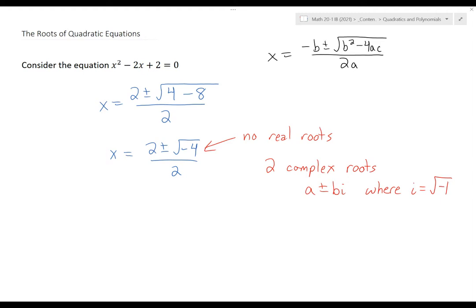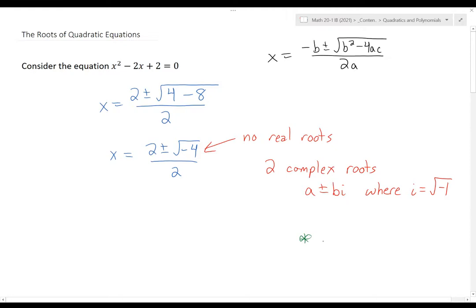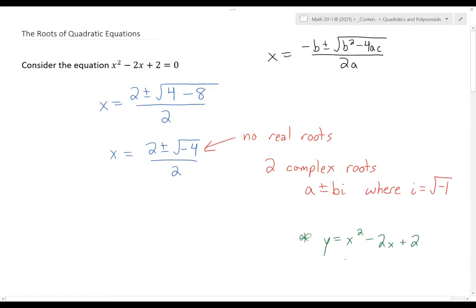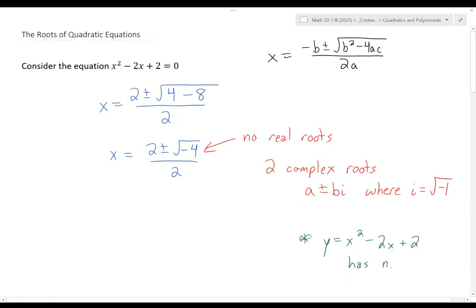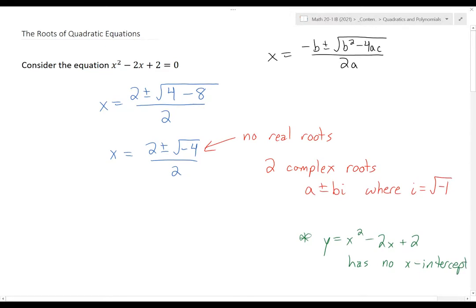So in other words, what I know then is, as an example, if I have the function y equals x squared minus 2x plus 2, this has no x-intercepts because there are no real solutions here, so there are no real values, no graphical, physical values where I could have this function crossing the x-axis, but there are numbers that give me solutions to the equation, and those numbers would be complex.